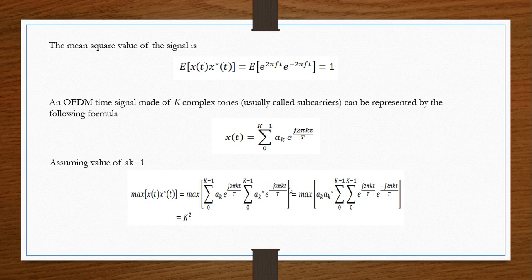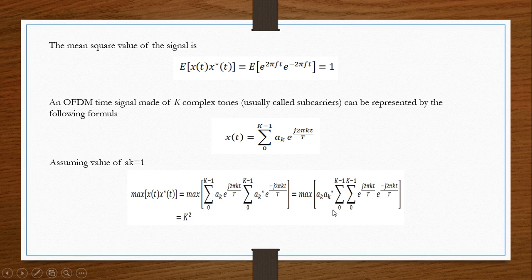Now if I consider an OFDM signal that has k number of subcarriers, what exactly will happen? Let's see that. An OFDM time signal made of k complex tones can be represented by this formula. This x of t is the summation from 0 to k minus 1 of a of k, which is just a constant, times exponential j 2 pi k t by T, where capital T is the time period. We'll just use the same formula and replace the complex tone signal used previously with the newly defined signal.